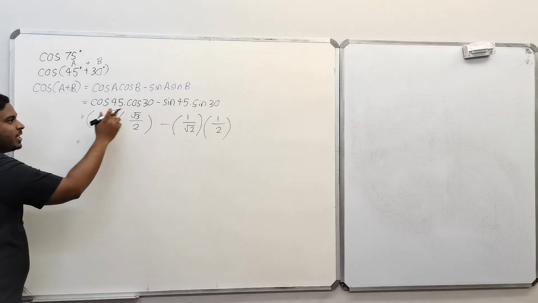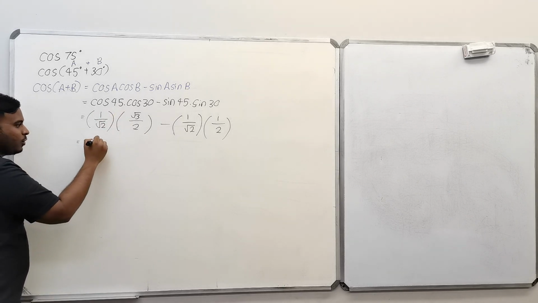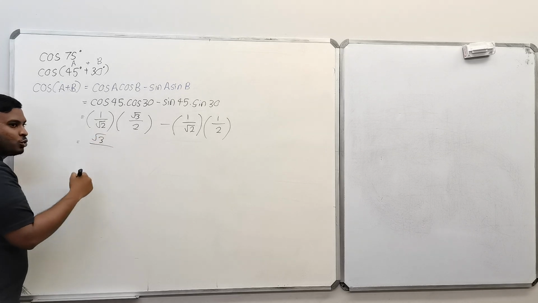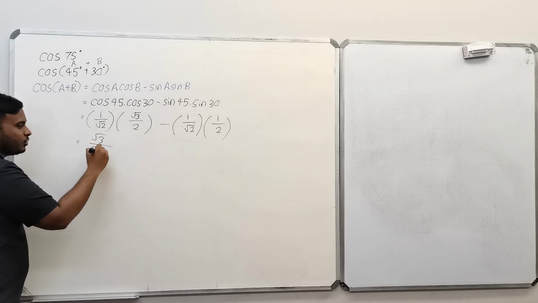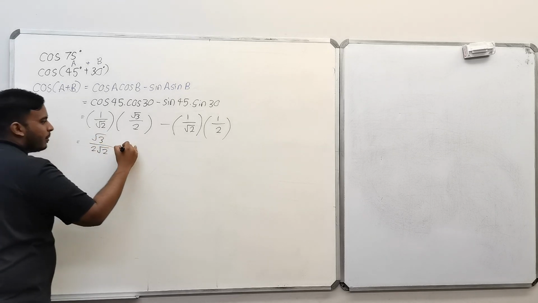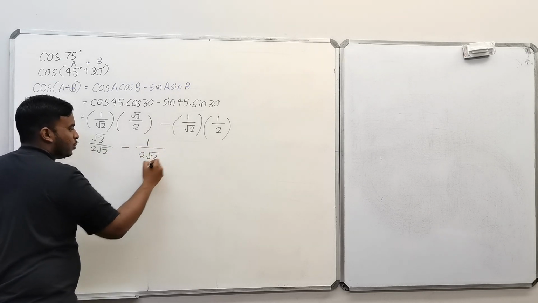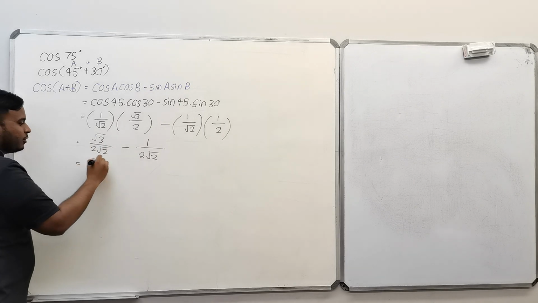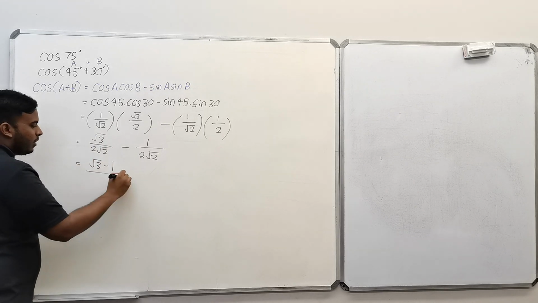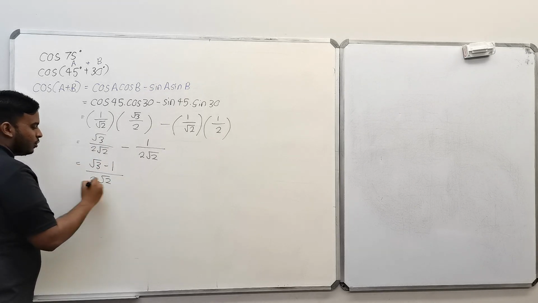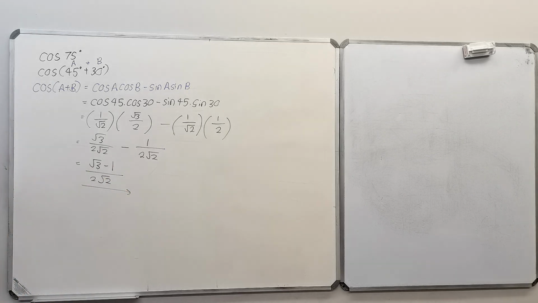The numerator is 1 times root 3, which is root 3. And 2 times root 2 is 2 root 2. Minus 1 times 1 is 1, and then that's 2 root 2. So now you're just left with root 3 minus 1 all over 2 root 2, and that would have been your answer. Okay? So that's how you would apply compound angles to a question.